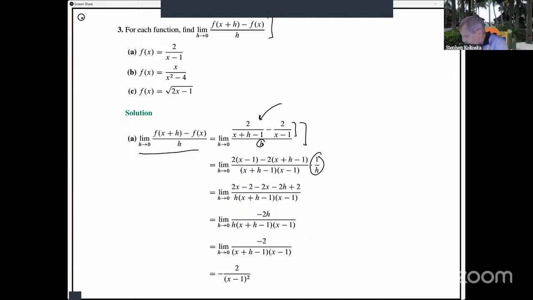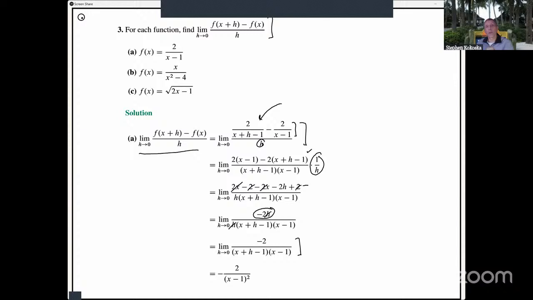So without getting into the weeds here, without doing all of the details, I multiplied everything out in the numerator and got this expression. And thankfully, a lot of good things happen here. The 2x's cancel, the 2's cancel, and I'm left with a minus 2h up here in the numerator. That's a really good thing. I have h as part of a product in the numerator, and it's part of a product in the denominator, so I can cancel it. I'm left with this expression.